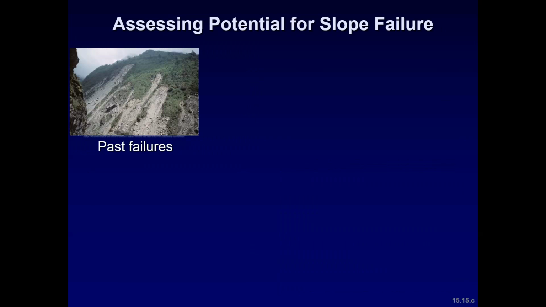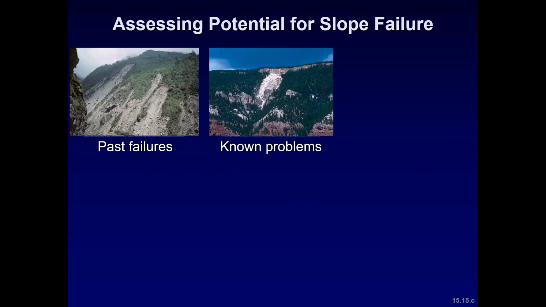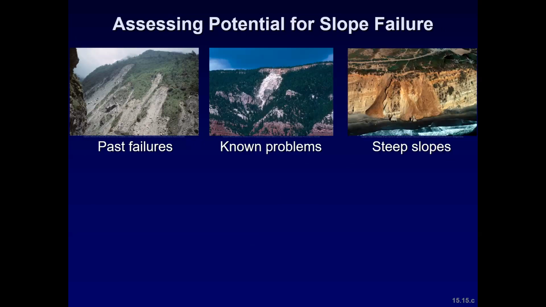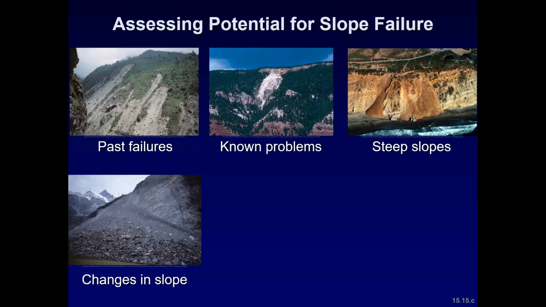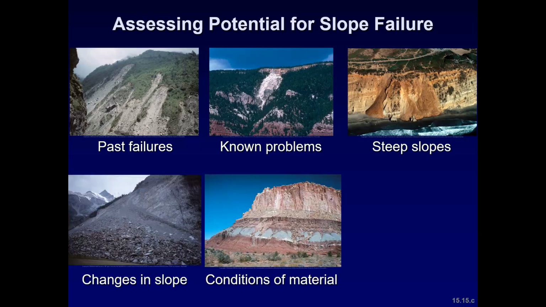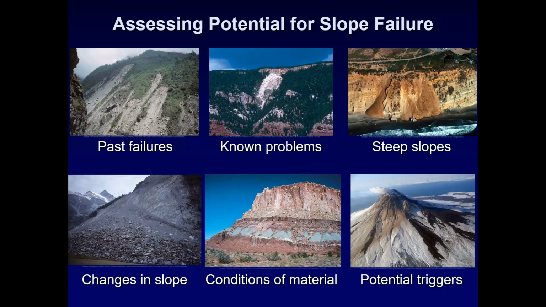So to assess the potential for slope failure, we can look at past failures, known problems that we can see right in front of us, steep slopes, changes in slope, conditions of the material, and potential triggers. I would also add presence of water and drainage basins to that as well. And with that, we will stop here for today.